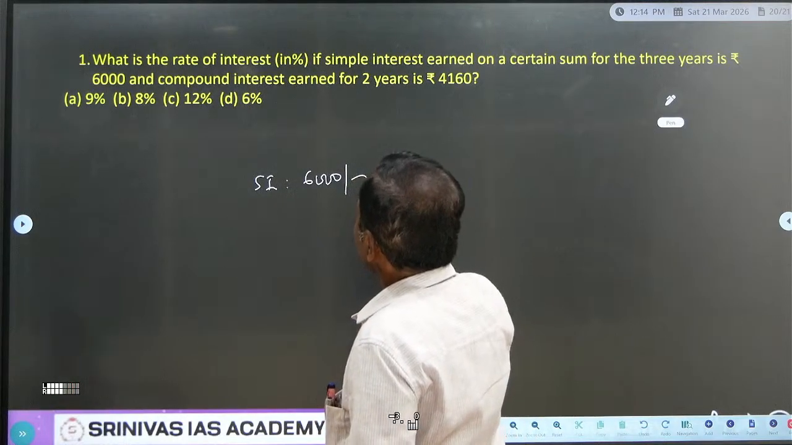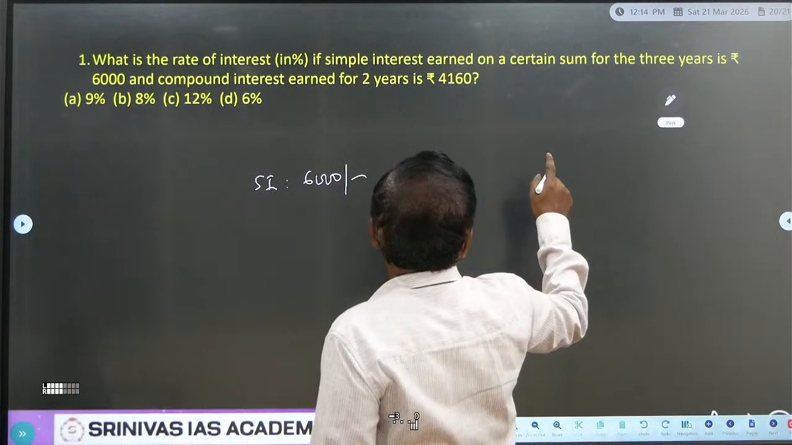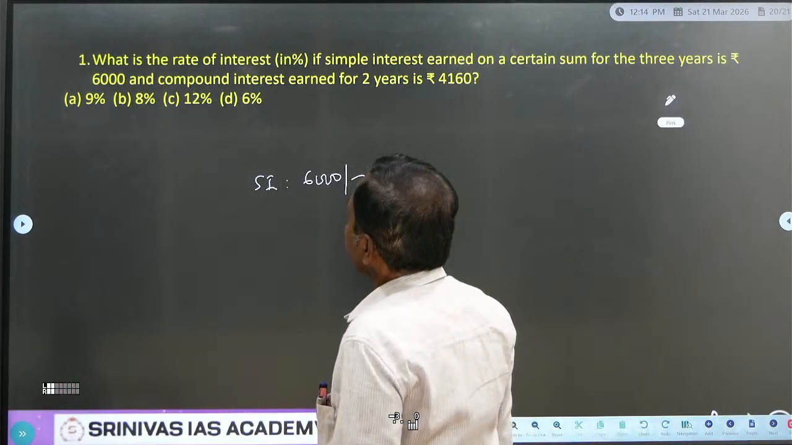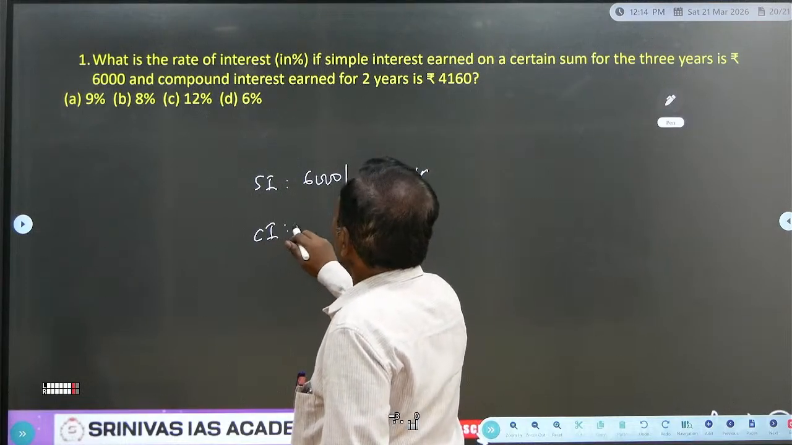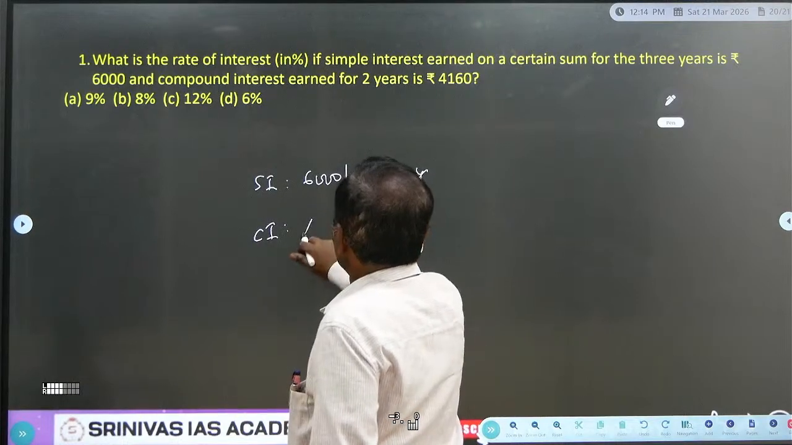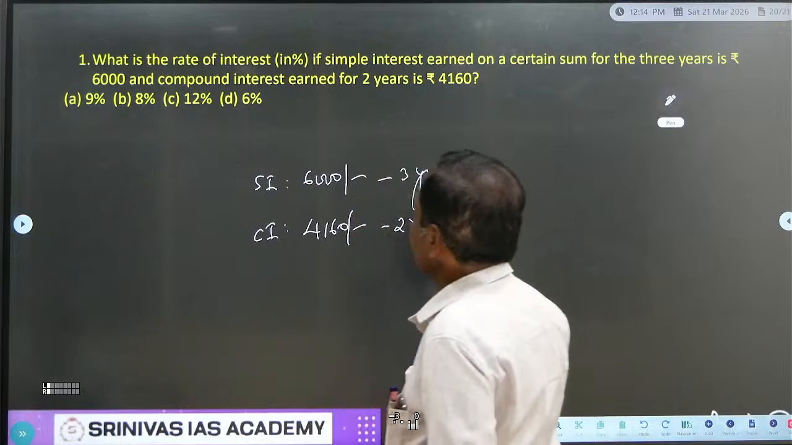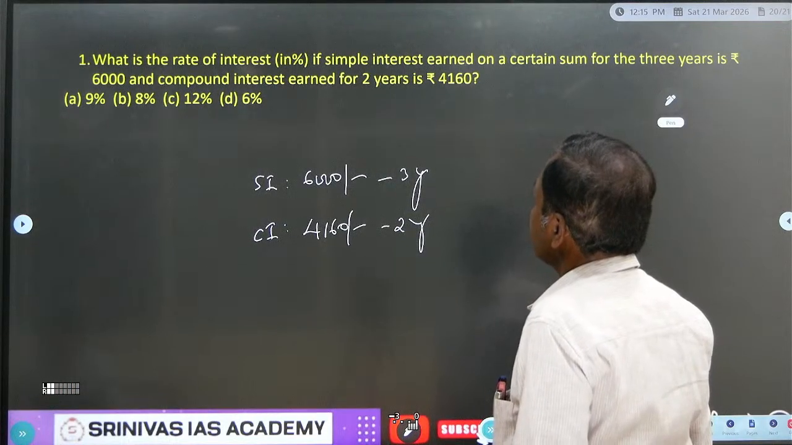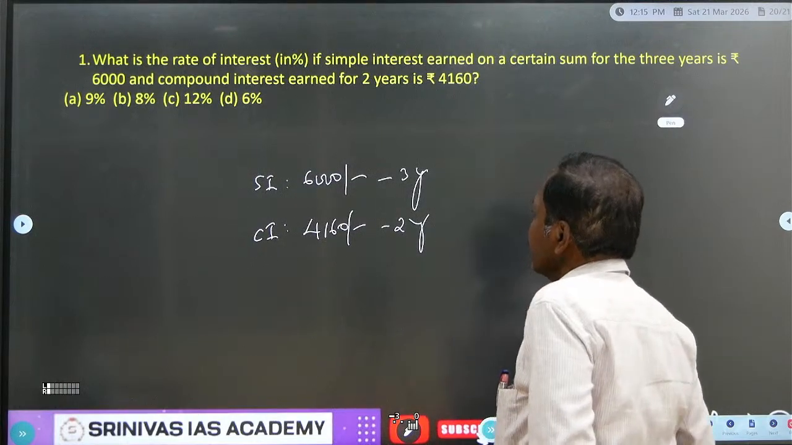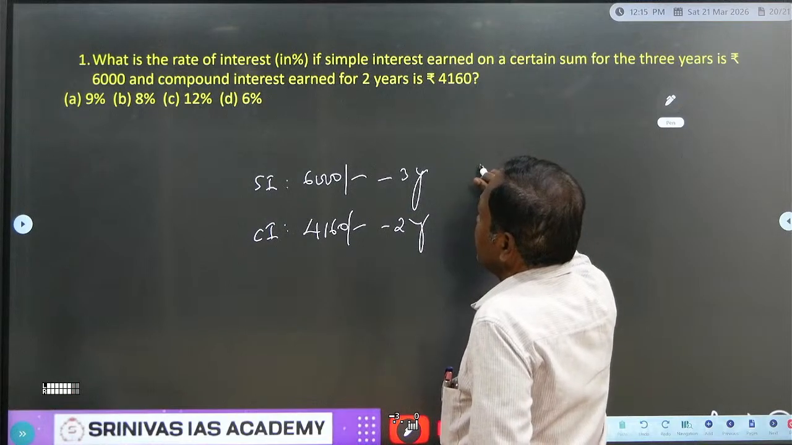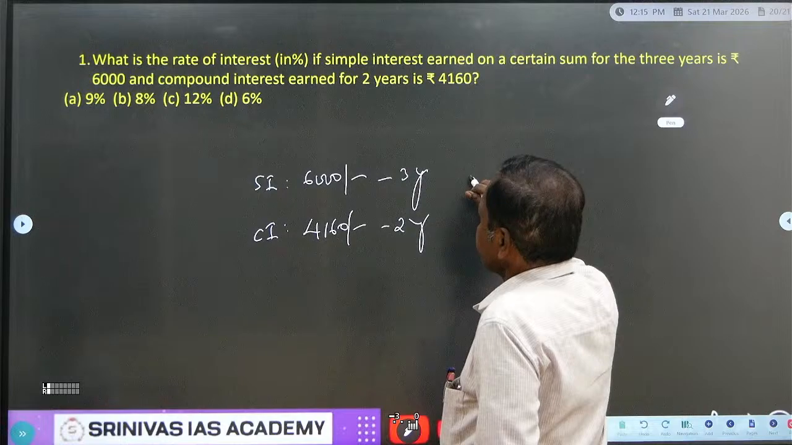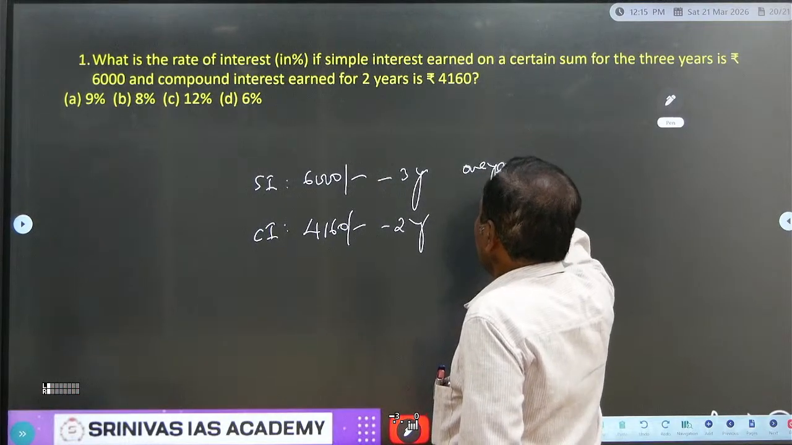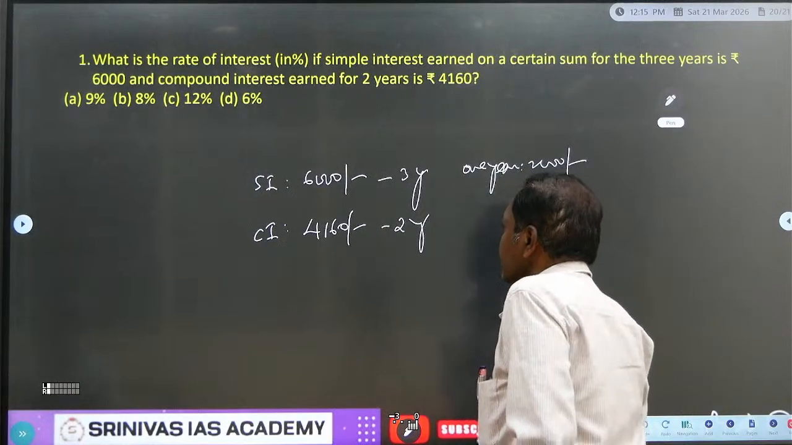Compound interest earned for 2 years is 4,160. This is given. What is the rate of interest? Simple interest, what is the rate of interest is asked. Let us say, for 3 years, for 1 year the amount is 2,000.